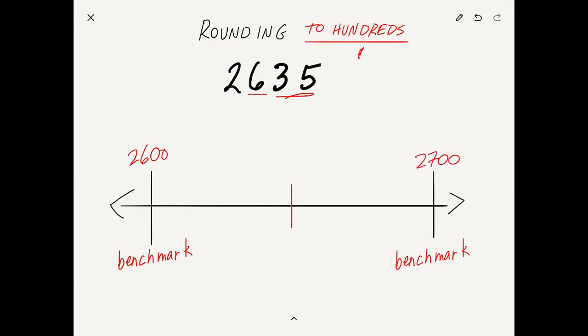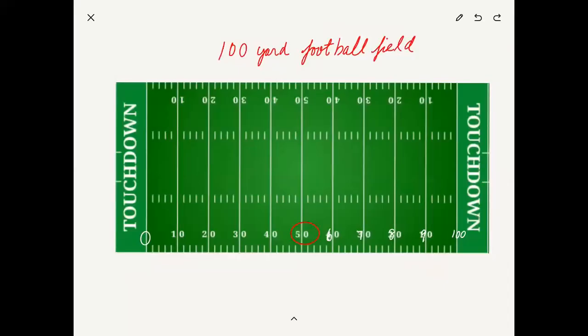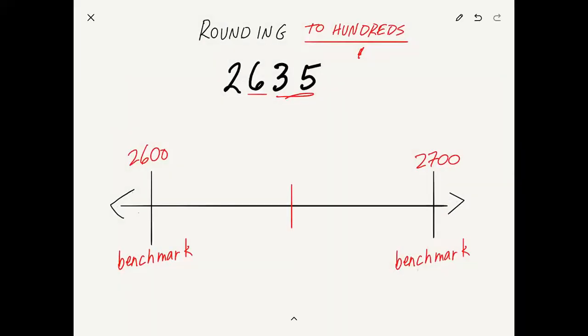Now, the key number is, what is the midpoint? What is the middle of these two numbers? If we were looking at a football field that is 100 yards, and I asked where's the midfield, you would say 50. So 50 is the middle of the football field. If we go back here and I ask what's the middle between 2,600 and 2,700, you should say that's 2,650.